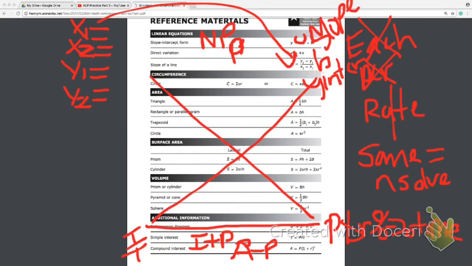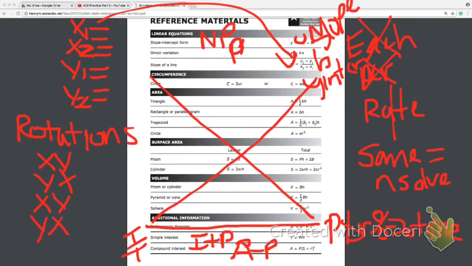Then if you have room on the back or room on this sheet, you're going to write my rotation rules. So rotation rules, rotations, they're going to be X, X, X, X, Y, Y, Y, Y. The way we memorized it was the negatives are right, left, right, left.